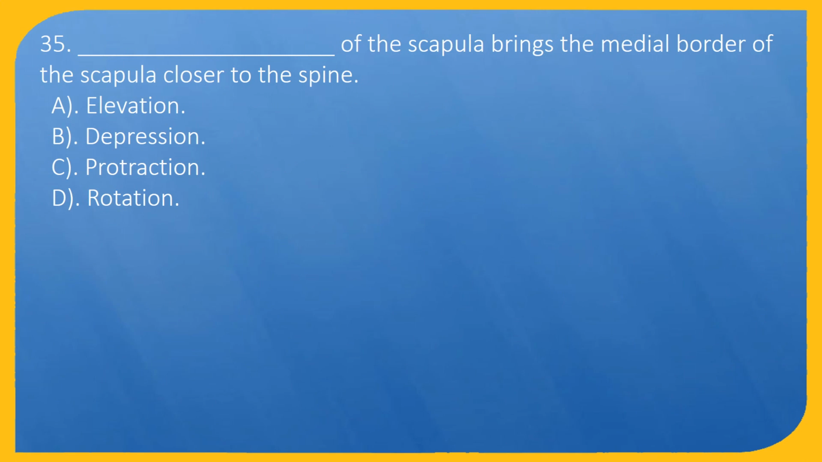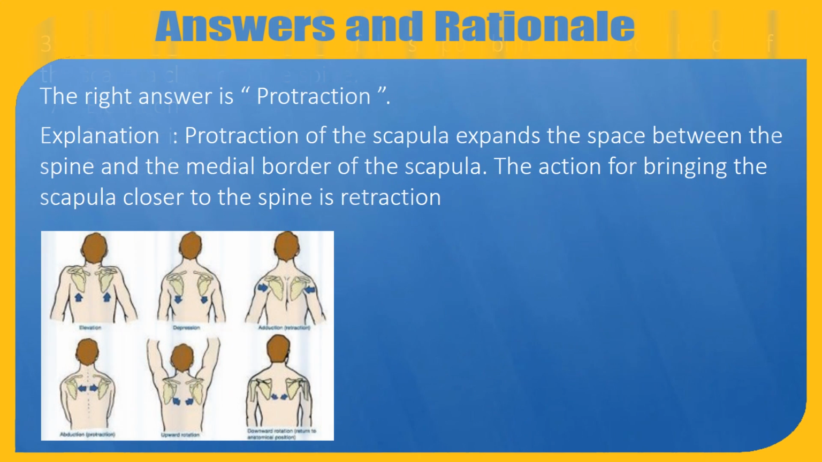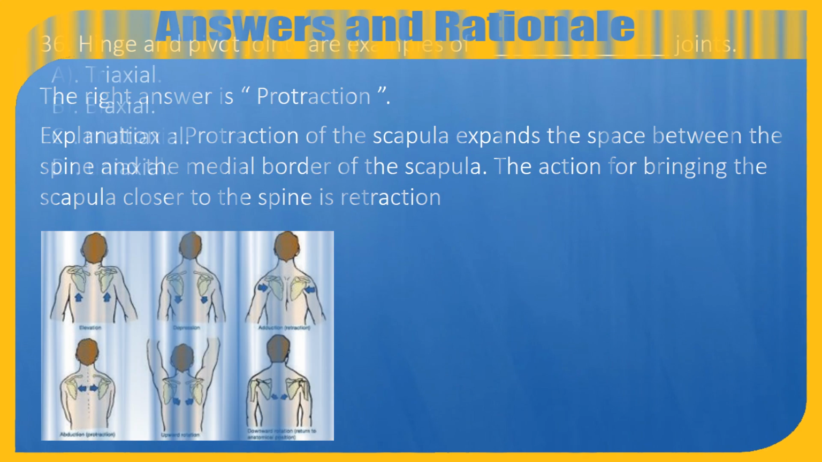Question 35. Underscore of the scapula brings the medial border of the scapula closer to the spine. A. Elevation. B. Depression. C. Protraction. D. Rotation. The right answer is protraction. Explanation: protraction of the scapula expands the space between the spine and the medial border of the scapula. The action for bringing the scapula closer to the spine is retraction.